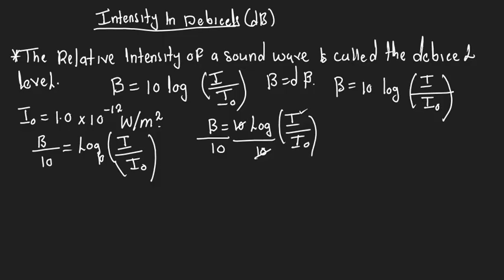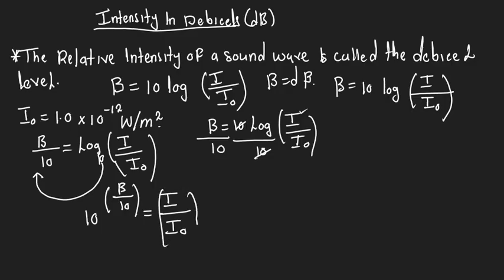This is a power 10, so this can be taken to this side. Then it's going to be 10 to the power B over 10, and that is going to equal the intensity over the initial intensity. So we can cross multiply. If we cross multiply, then we are going to have our intensity equaling the initial intensity multiplied by 10 to the power B over 10.